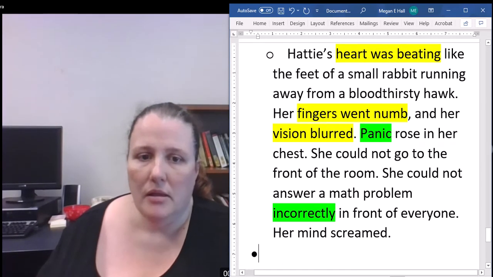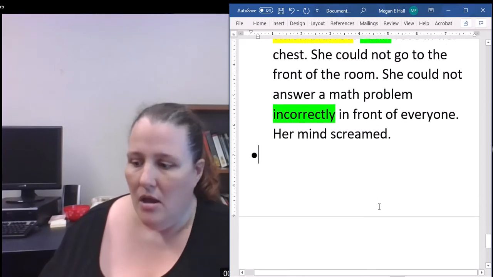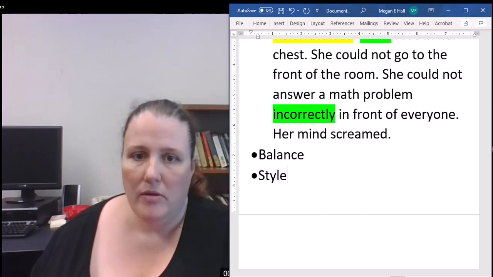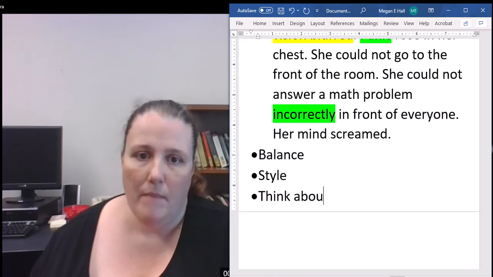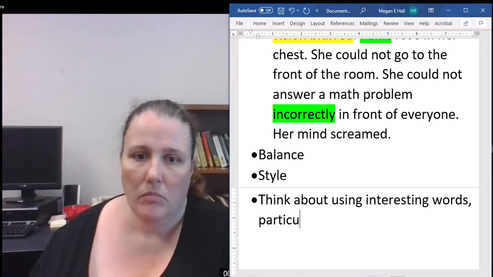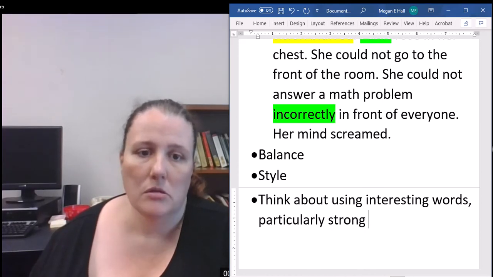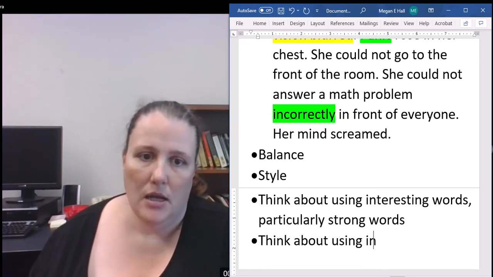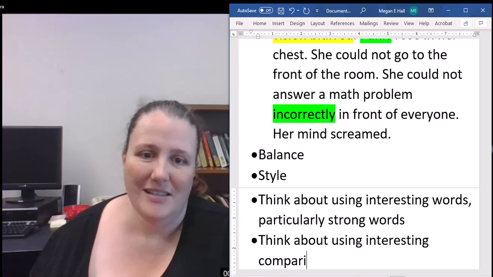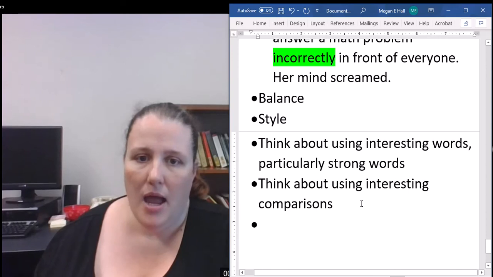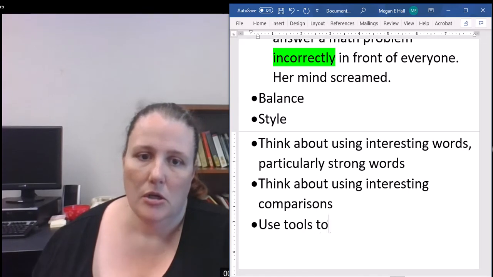So last things to consider. I talked before about balance. I talked before about style. You can think about using interesting words, particularly strong words. You can think about using interesting comparisons. And lastly, you can use tools to help.